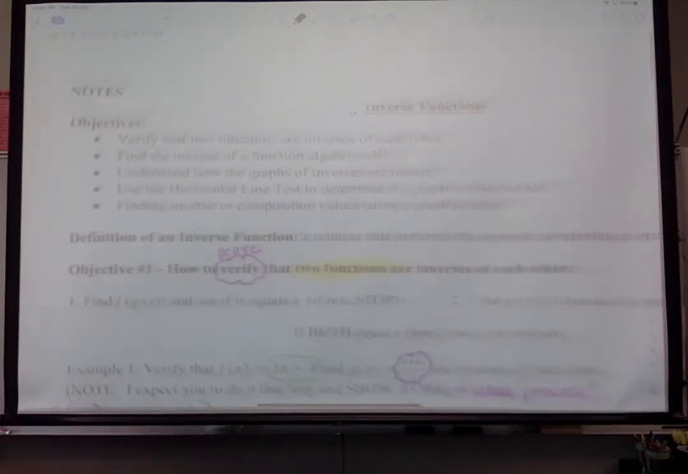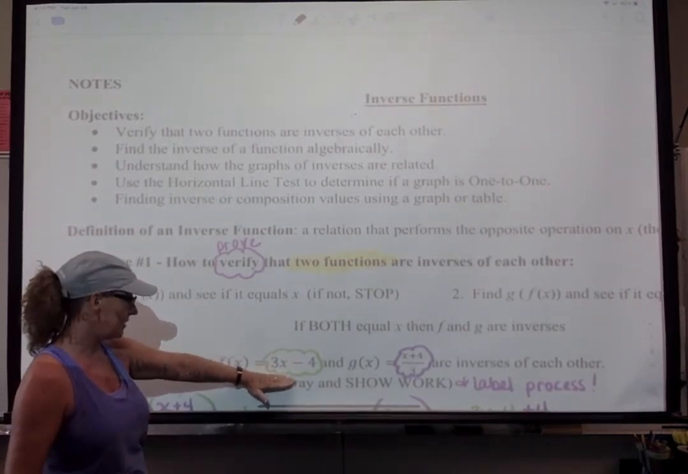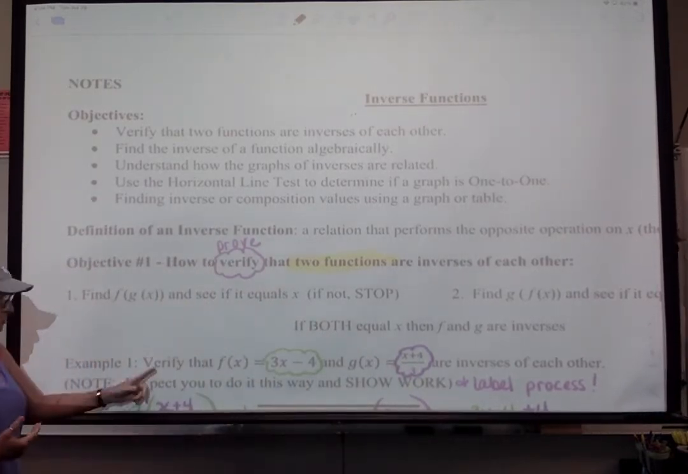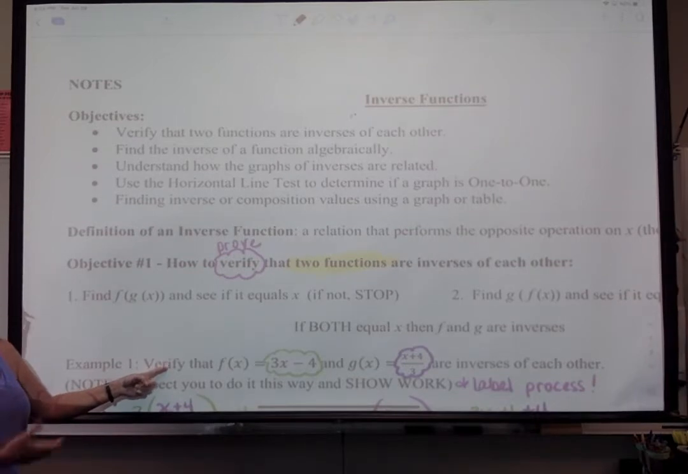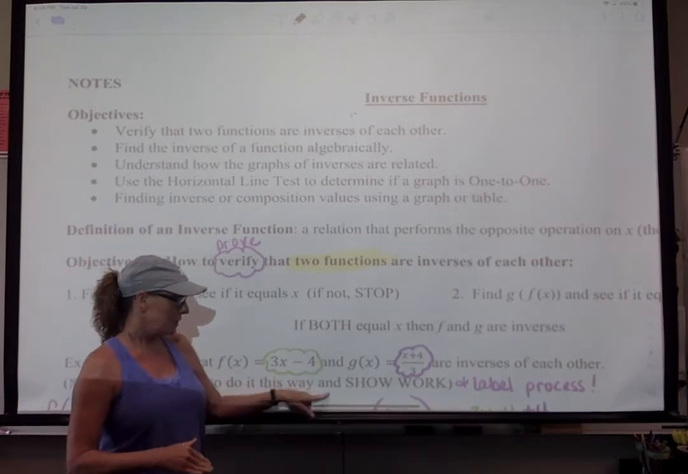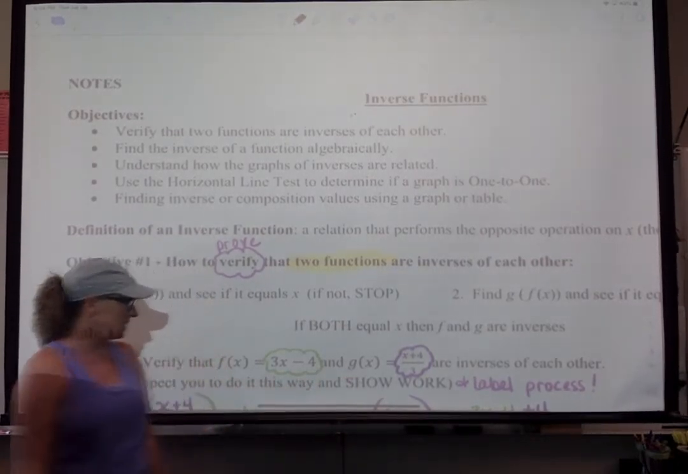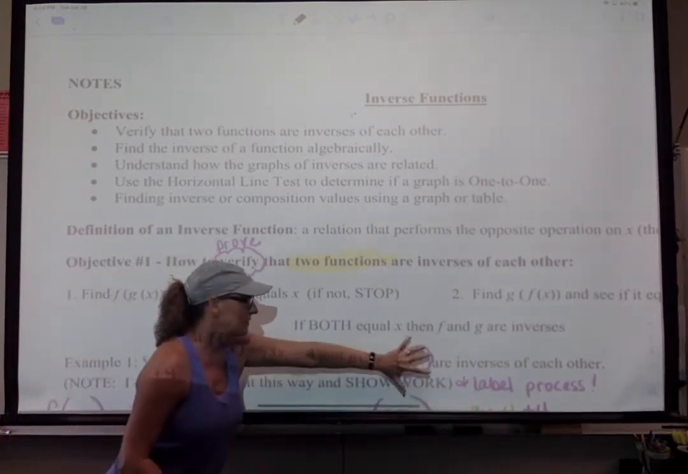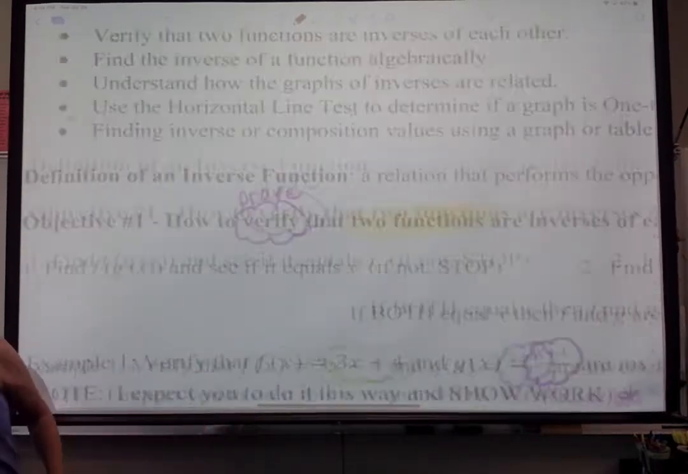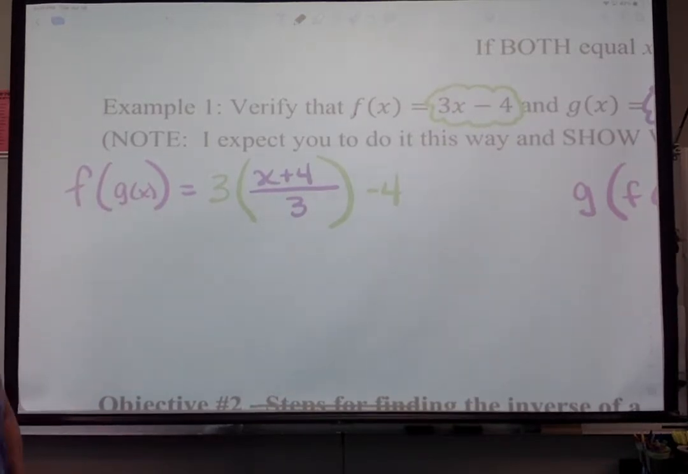Here they are. Here are your two separate functions. We've got f, which I color-coded in green, and g, which I color-coded in purple. And I want you to prove that they are inverses of each other. I'm going to show you how to do it this way. This is the way I expect you to do it. Show your work and label your process. So two things have to happen: I have to bury g in f, and I have to bury f in g. All right, I'll start by taking g and burying it in f.